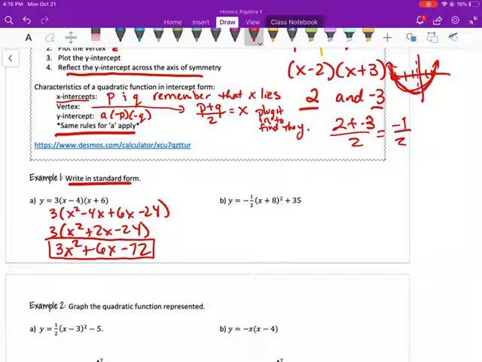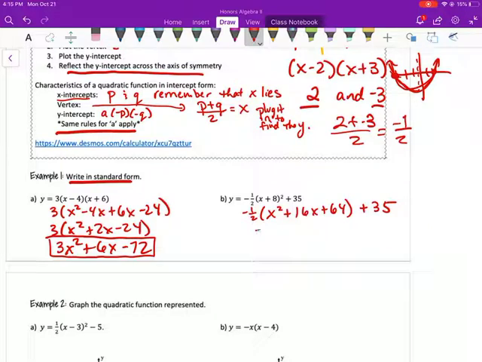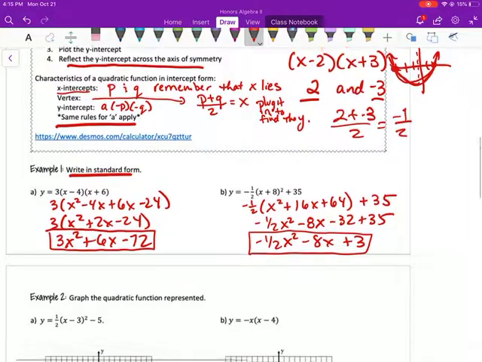The next one, I would have negative 1/2 times x squared plus 16x plus 64 plus 35 on the outside. That's what x plus 8 squared is. I'm going to distribute that negative 1/2, and so I get negative 1/2 x squared minus 8x minus 32 plus 35. Combine my final like terms, and I get negative 1/2 x squared minus 8x plus 3. And there's my final answer.